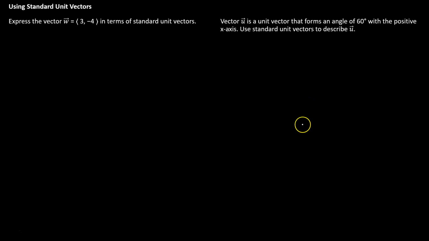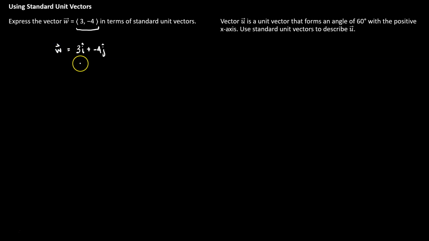Using these standard unit vectors is pretty straightforward if you already have the components for your vector. For example, the vector w has the components 3 and -4. I'm going to take the 3 and write it as if it's a coefficient on the I hat unit vector. And then I'm going to add that to the -4 as a coefficient on the j hat unit vector. So the vector w can be written in either one of these 2 ways.